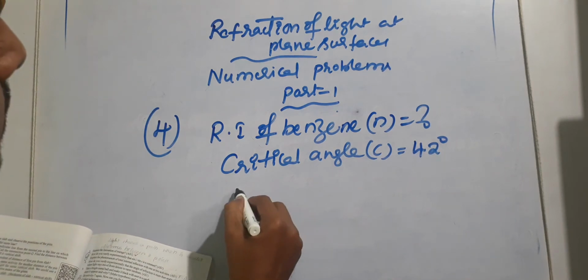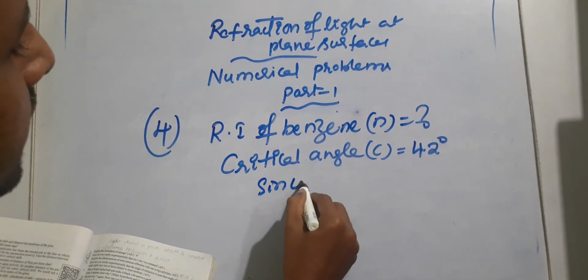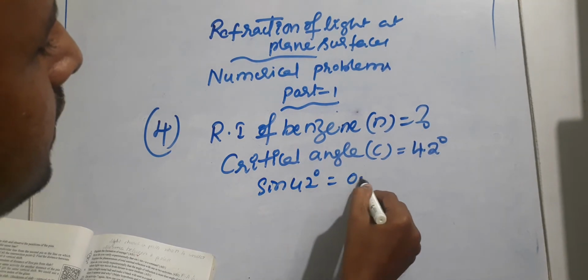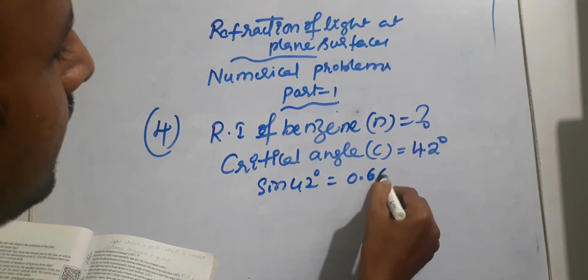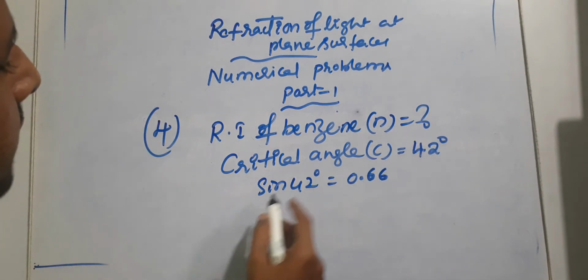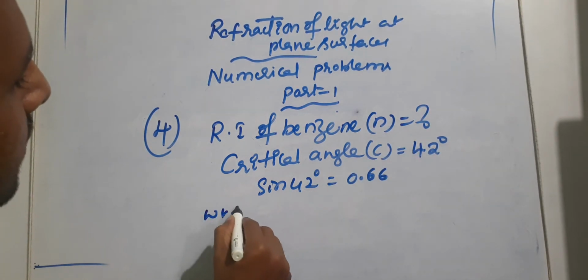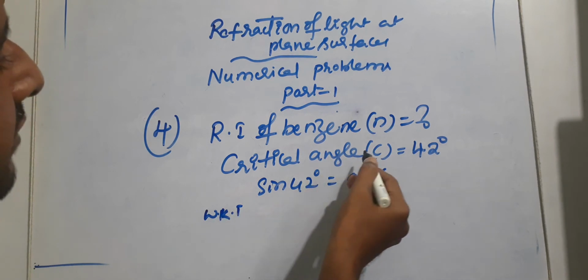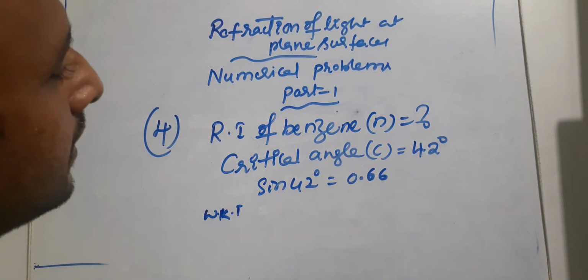We also note that sine 42 degrees is equal to 0.66. From the logarithm tables, from the logarithm book, you can take this value. So sine 42 degrees is equal to 0.66, children. Now we want to find the refractive index. We know the critical angle, and the relation between refractive index and critical angle.